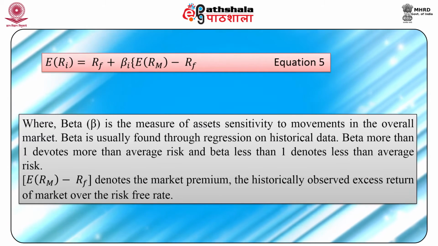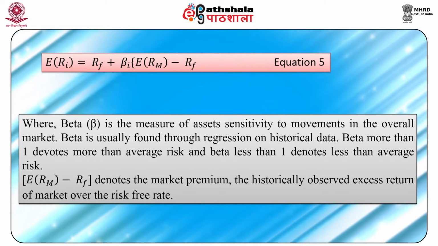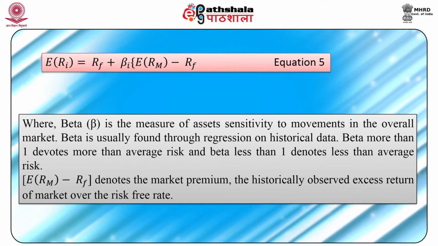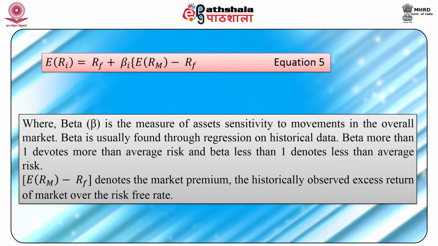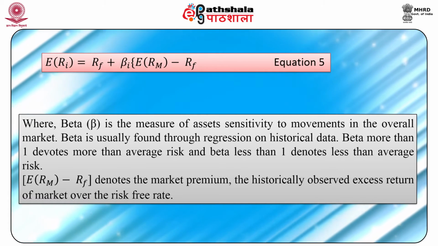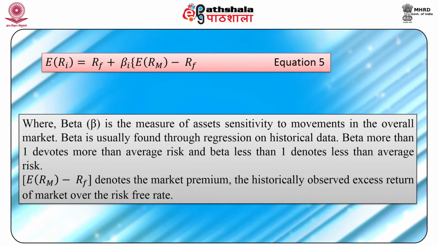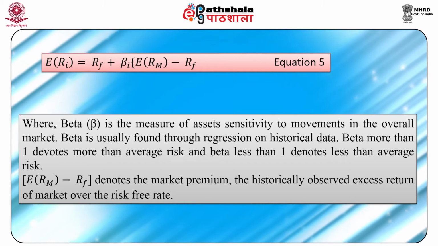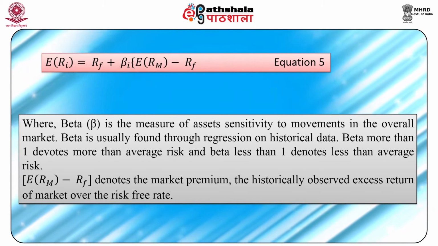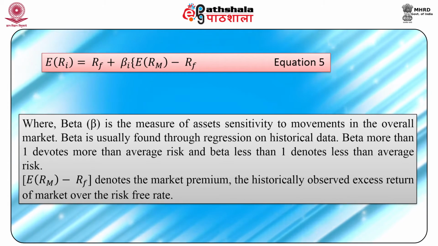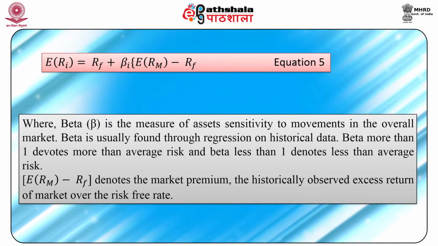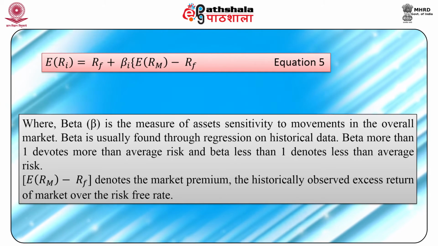Mathematically, CAPM, or capital asset pricing model, is expressed as E(Ri) = Rf + βi(E(Rm) − Rf), which gives equation 5, where beta is the measure of an asset's sensitivity to movements in the overall market. Beta is usually found through regression on historical data. Beta more than 1 denotes more than average risk and beta less than 1 denotes less than average risk.